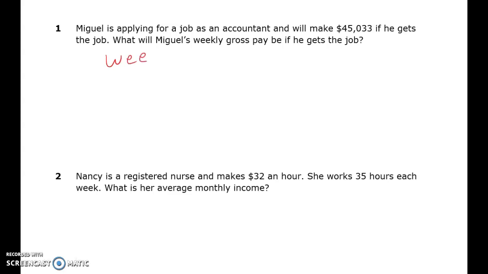So weekly equals yearly divided by how many weeks? Yearly, sorry, divided by 52. So the weekly in this case would be the 45,033 divided by 52.